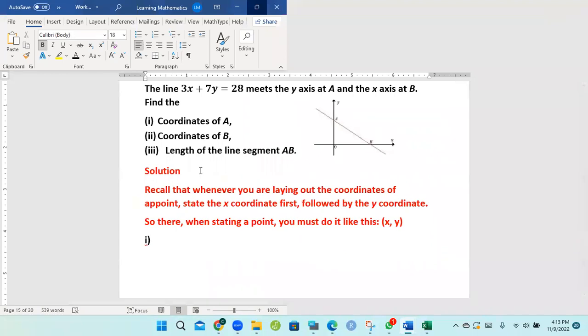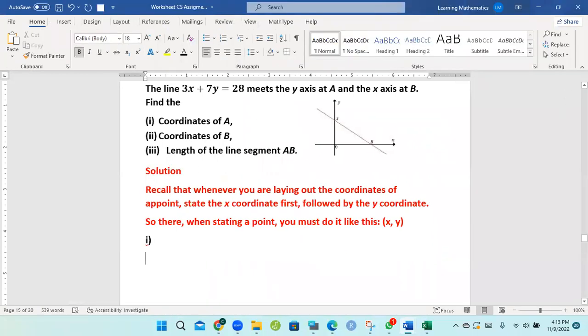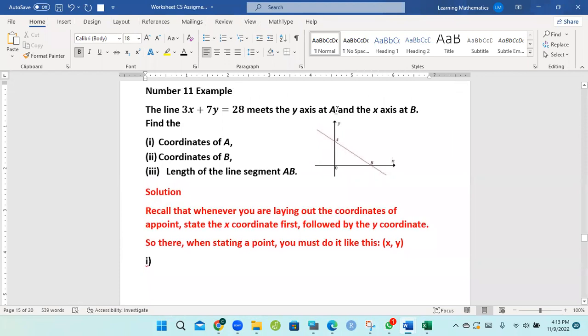But I say, what are the coordinates of A? Now A is on the y-axis, and on the y-axis x is 0, and on the x-axis y is 0. That's very important. So therefore the coordinates of the point A will be 0, comma a number. Remember the x coming first, and x is 0 on the y-axis. So you're going to have 0, comma a number for A.